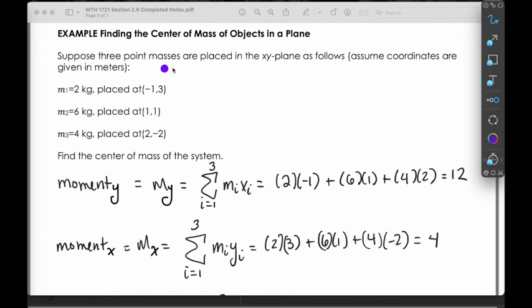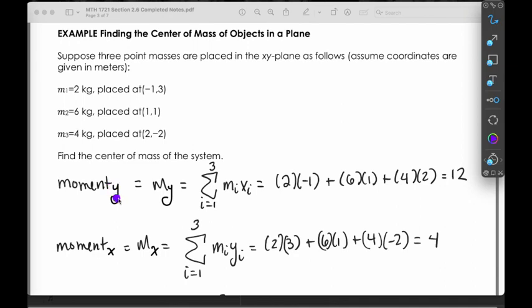So we have three masses placed in an xy plane, and it says here, assume the coordinates are given in meters. So we have a 2 kilogram mass placed at -1, 3. We have a 6 kilogram mass placed at 1, 1. We have a 4 kilogram mass placed at 2, -2.